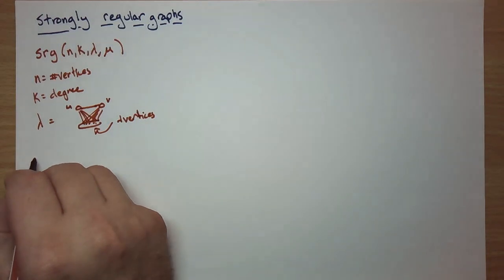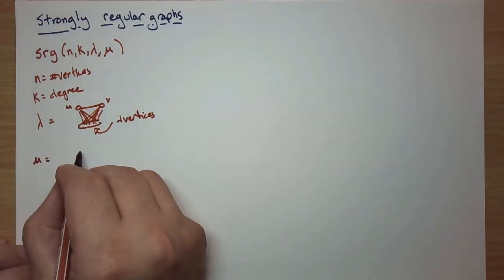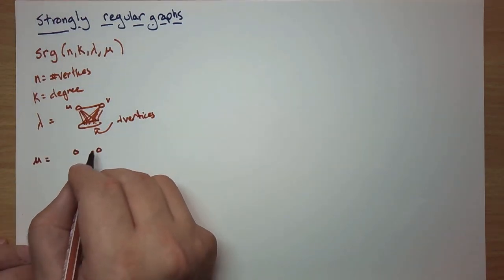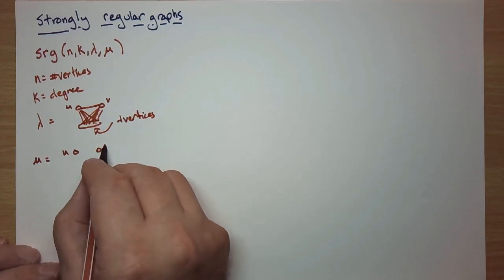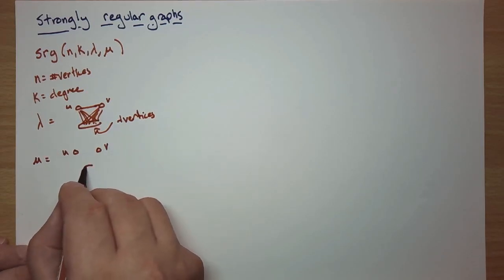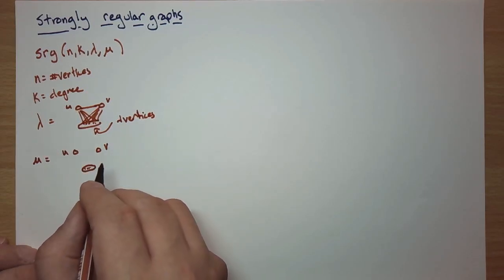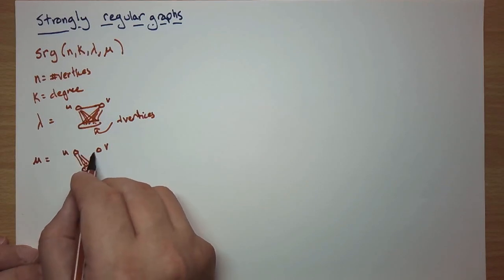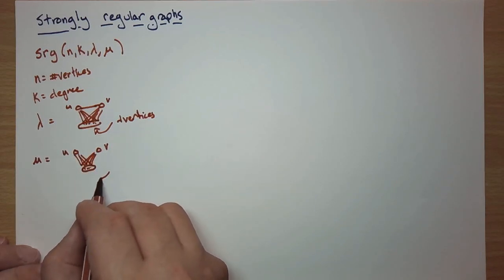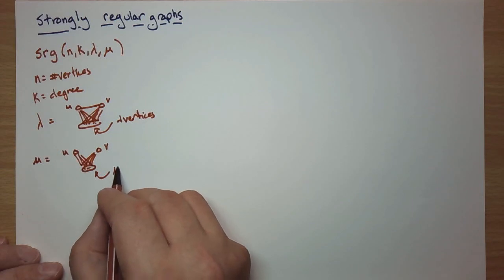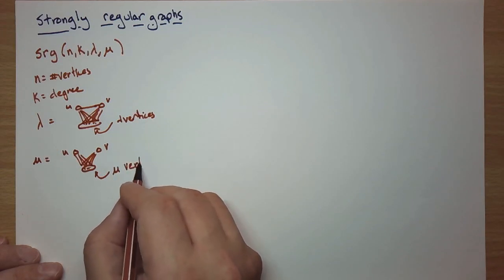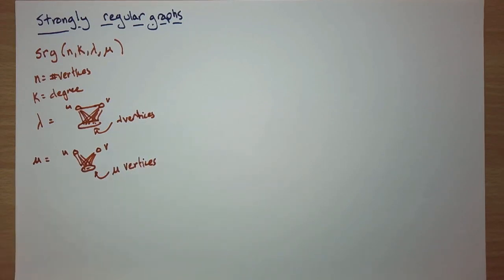And then mu is similar, but instead of adjacent vertices, you take non-adjacent vertices. So you pick any two non-adjacent vertices, look at their common neighbors, and they have mu of them in common. So mu vertices. Okay, good.